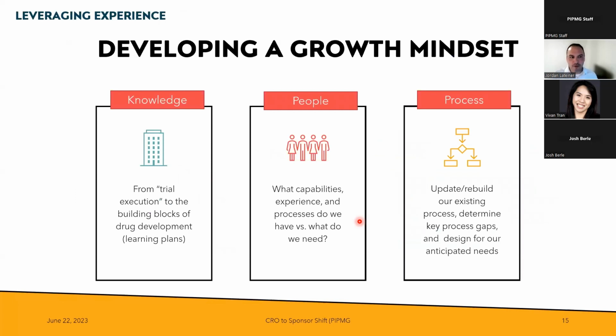So as we leverage the experience and the knowledge of the transition that we have, we take a step back and say, okay, now we have to begin the shift over. Let's develop a growth mindset as an organization that's going to allow us to upskill our knowledge, our people, and our processes. You begin with trial execution, which is the stable CRO work, and move to the building blocks of drug development. If you've never worked for a drug developer, or across multiple phases of an asset, between the stages or the actual studies, it's a very hard area to get to know.